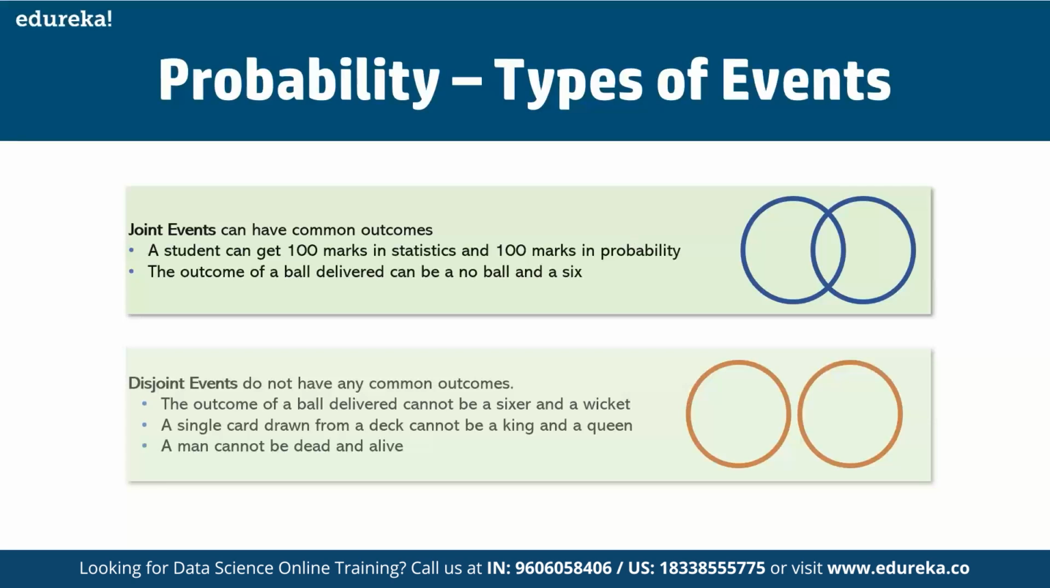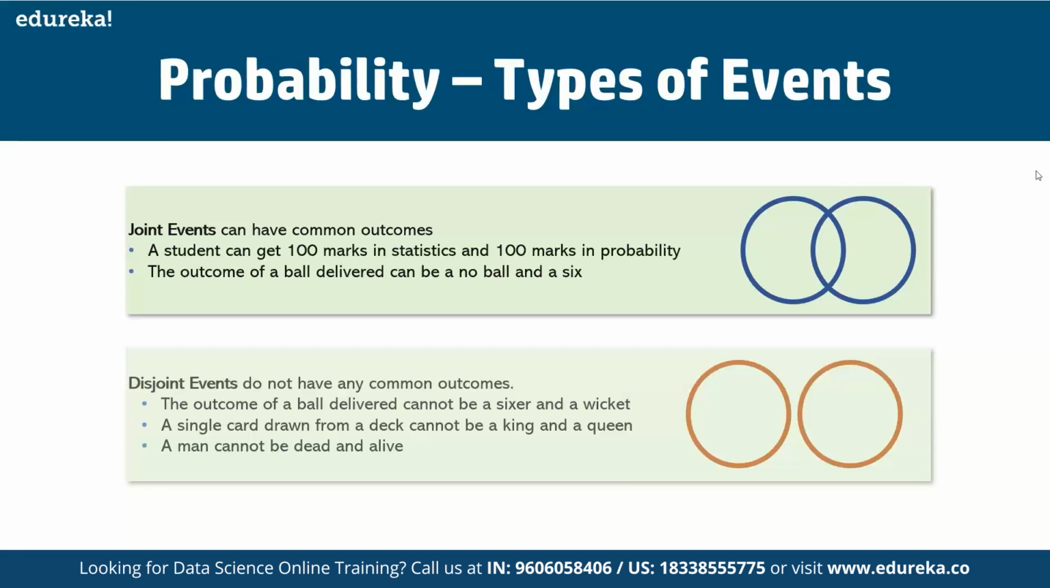What are the different types of probabilities? We have a couple of types of probabilities called joint probability and disjoint probability. Joint events are events which have something in common. So I'm going to say a student who can get 100 marks in statistics and 100 marks in probability. Can this event happen at the same time for a particular student? Yes, it can happen. That is called joint probability.